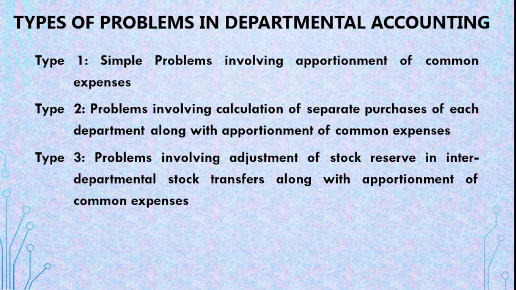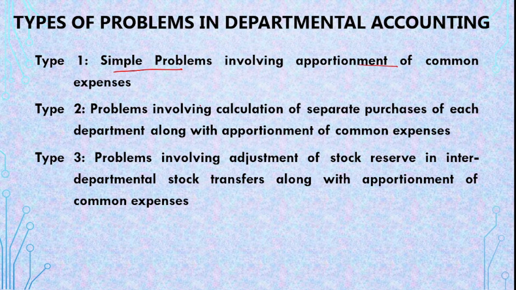Now let us consider the type of problems that we will be having in case of departmental accounting. Number one is the simple problems, which only involve apportionment of common expenses. Like you have a common rent for the building, so you have to apportion the rent among all the departments. Or you have common lighting, right? Or you have personnel involved in the whole business, so you have to apportion their wages or salaries among the departments. So allocation or apportionment of common expenses.